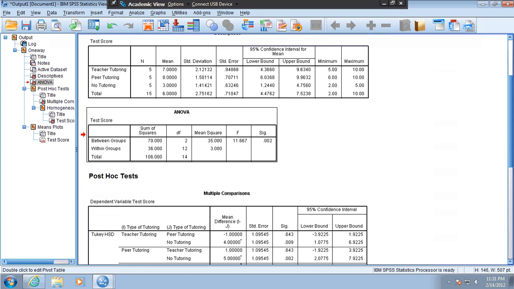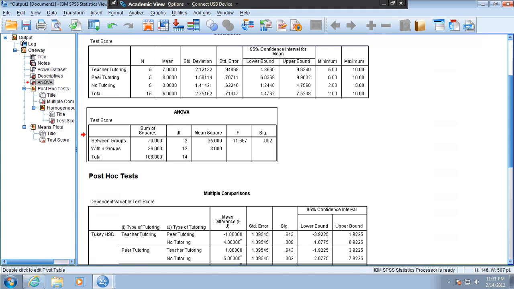As we look at the total sum of squares, you should see that it is the sum of the between group plus the within group sum of squares. Likewise, the degrees of freedom for the between groups plus the within groups equals the total degrees of freedom. The degrees of freedom in the complete study equal the total sample size of 15 minus 1. So our total degrees of freedom is going to be 14.